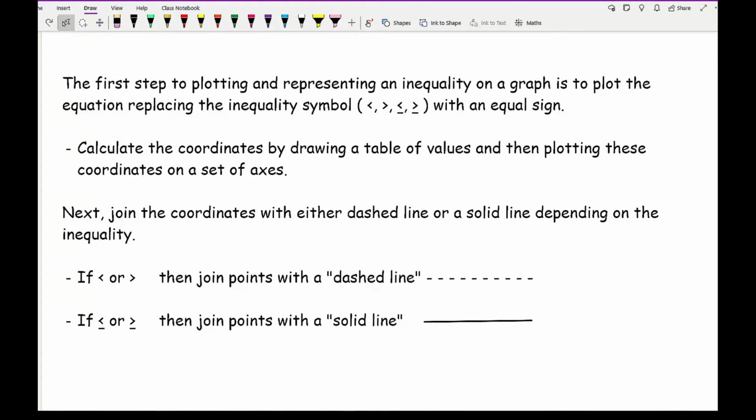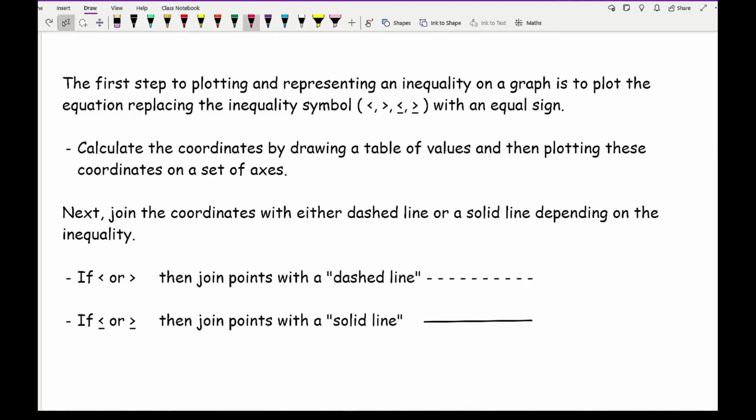Now with this particular topic, this is quite heavily marked, so there will be quite a lot of marks on offer, so therefore there are going to be a couple of steps for you to go through before you actually see your correct answer. Now the first step to plotting and representing an inequality on a graph is to plot the equation replacing the inequality symbol, which is either less than, more than, less or equal to, or more or equal to, with an equal sign. So that's our very first step.